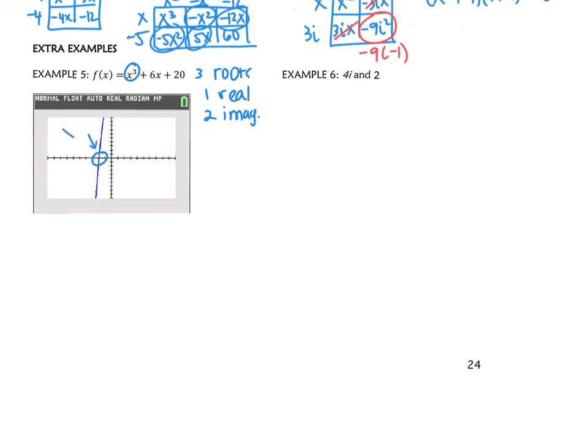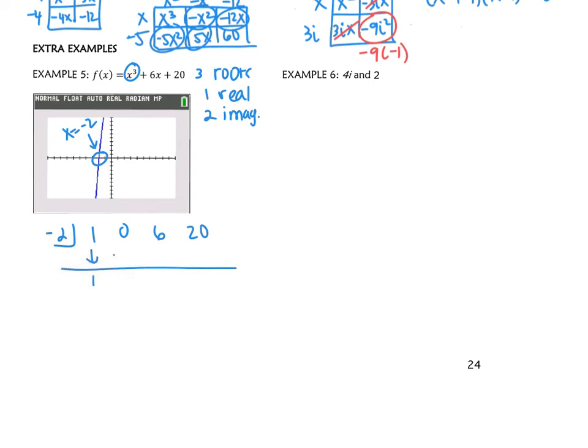This looks like it's x equals negative 2. How can we verify that? Well, let's do our synthetic division. Now be careful here. We have 1x cubed. We're missing x squared though, so don't forget that 0. 6x and 20.